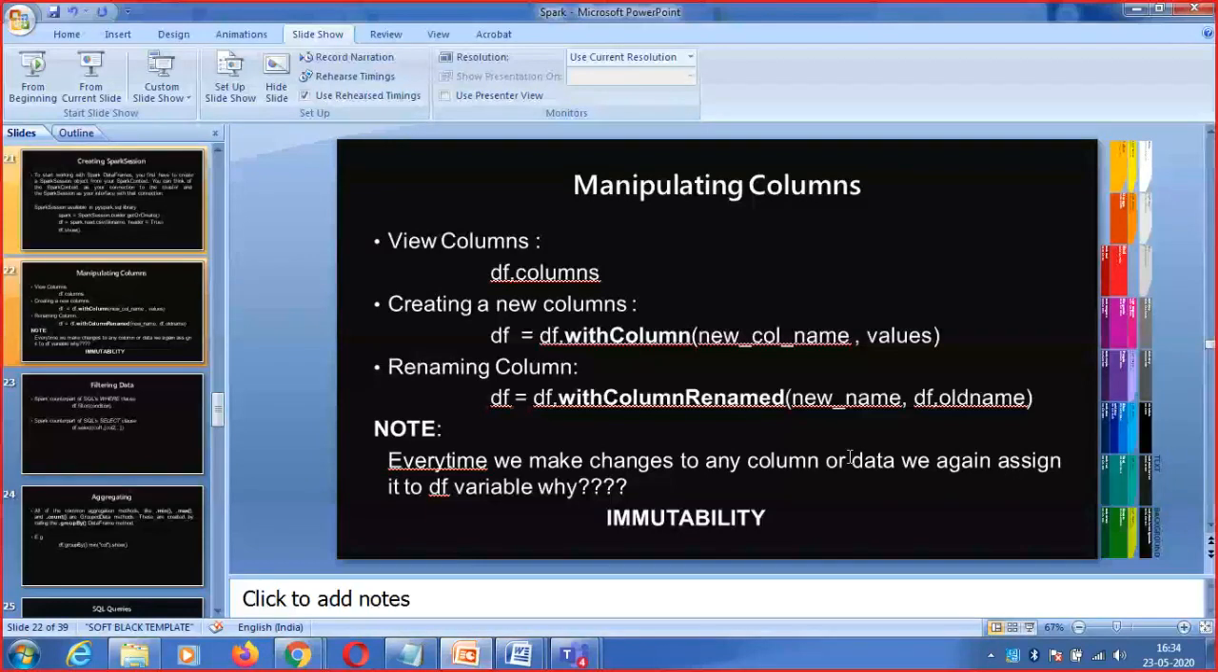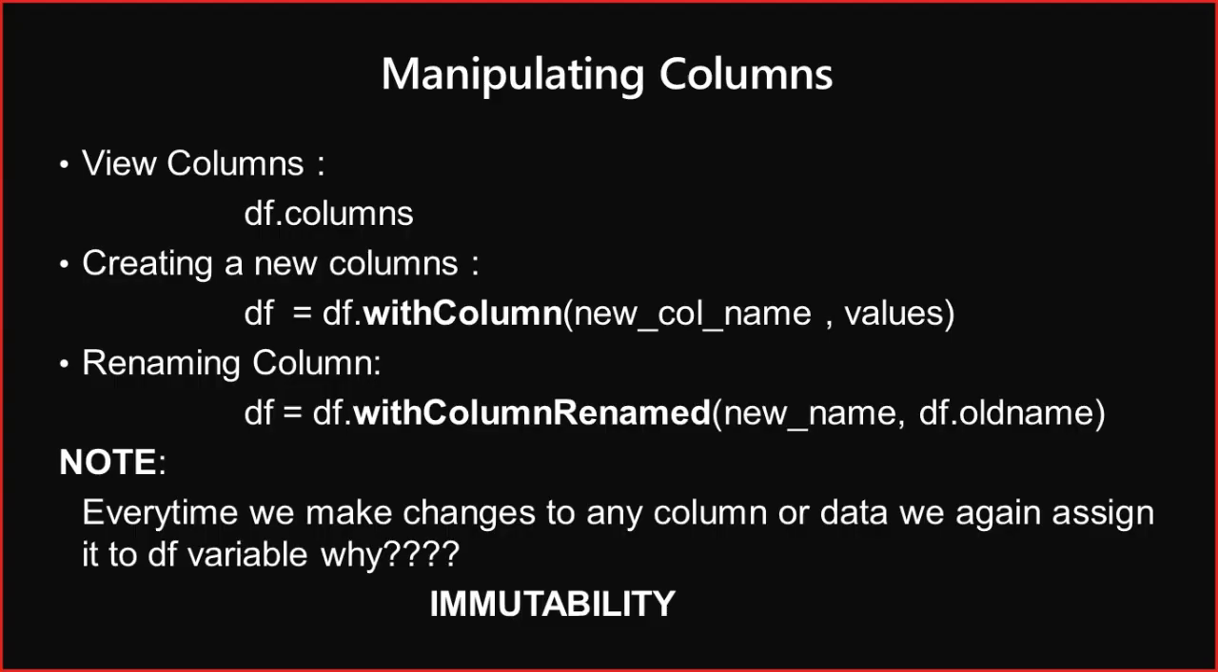And as you have noted, every time we perform any operation on a column or manipulate anything, we again redefine our value to the df variable. So why is it necessary? Because as I've said previously, these are immutable. The RDDs we create are immutable, we cannot change them. So whenever we modify them, we need to reassign so that the new value is stored in our data frame.